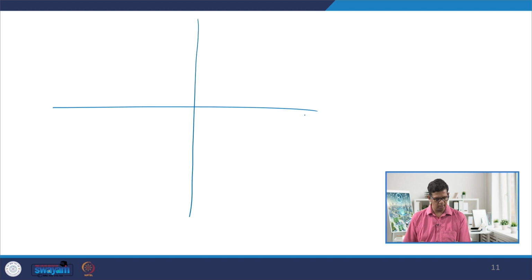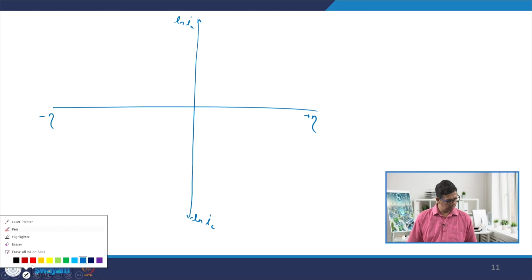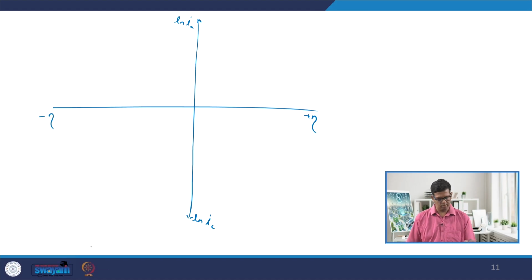So, this is again positive eta, negative eta. This time, instead of plotting simple anodic and cathodic currents, we are going to plot on a logarithmic scale. So, it is ln of anodic current, this is ln of cathodic current. We will draw using a different color.